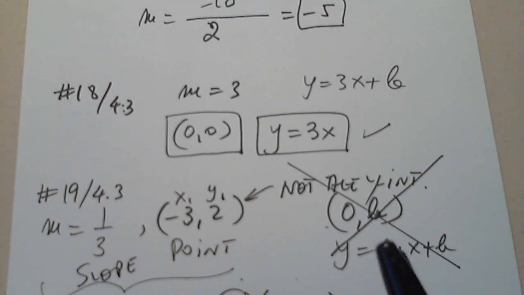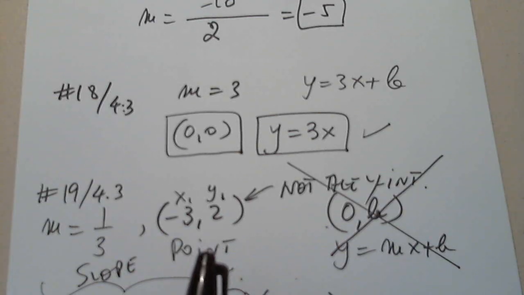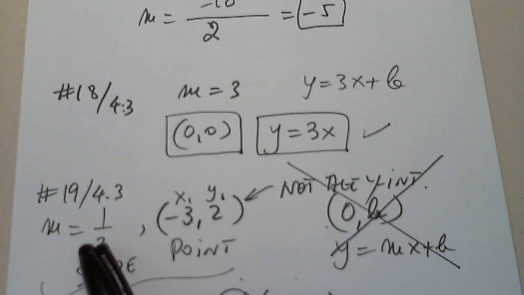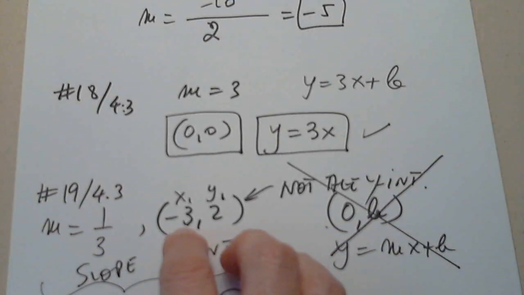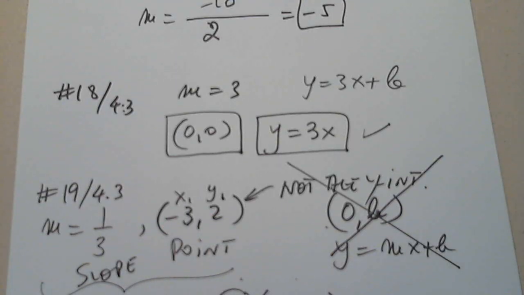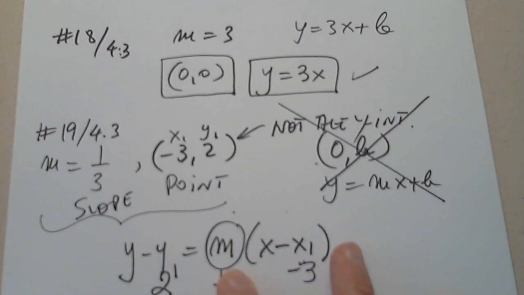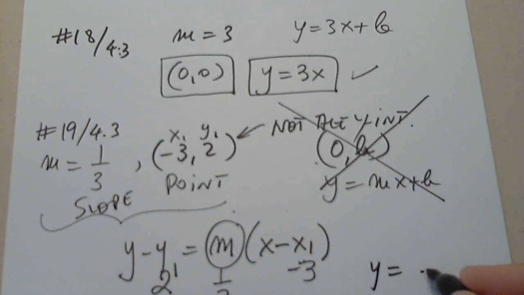What is a different option? The different option is another equation, which is called point-slope form. Any point and the slope. And this is the equation: y minus y1 equals the slope times x minus x1. I am given x1, which is -3. I am given y1, which is 2. And I am given the slope. Performing the algebra, I will be able to find y equals.